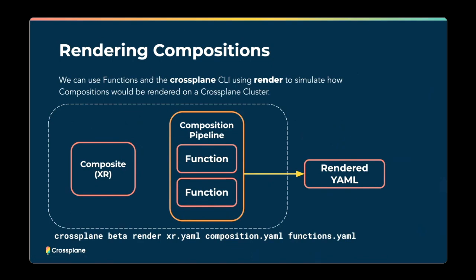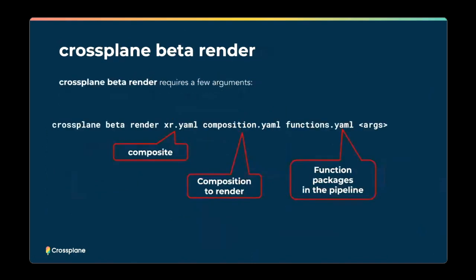We need the functions because the way crossplane beta render works is it has a local Docker run, and it basically downloads these functions and then executes them step by step in Docker containers. And the end state of this is that it spits out your rendered YAML, which is what you would use to see if what's getting generated is what you want. So this is the basic, and you need a minimum of Crossplane CLI 1.14, and 1.15 added a few more features.